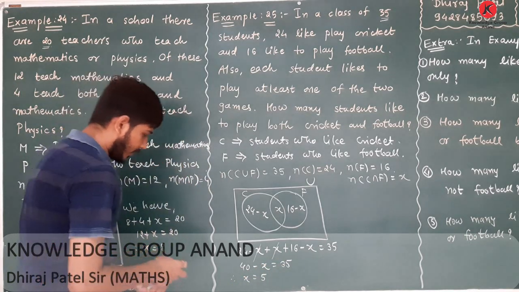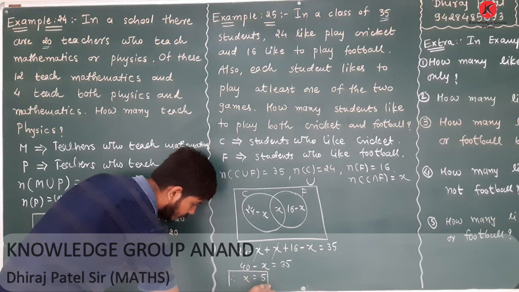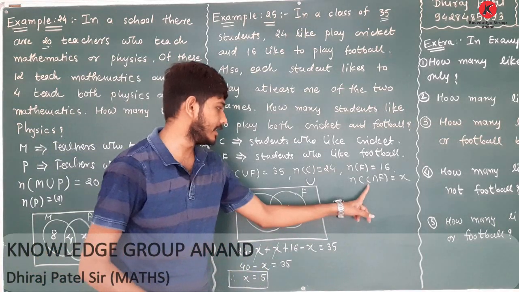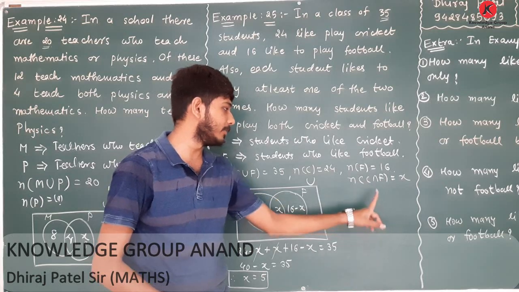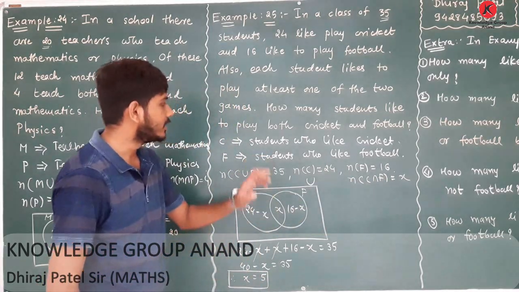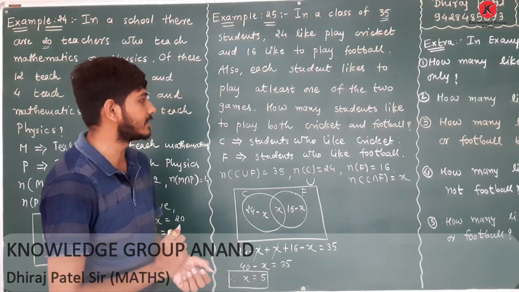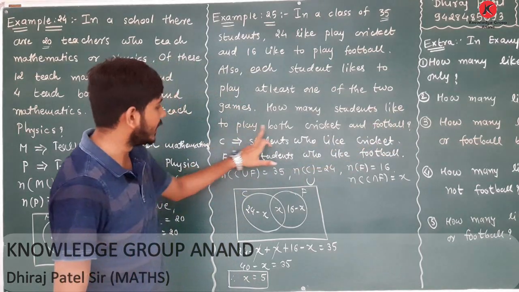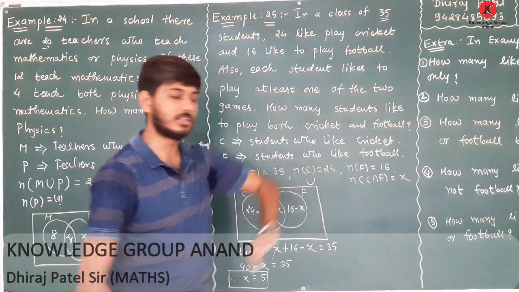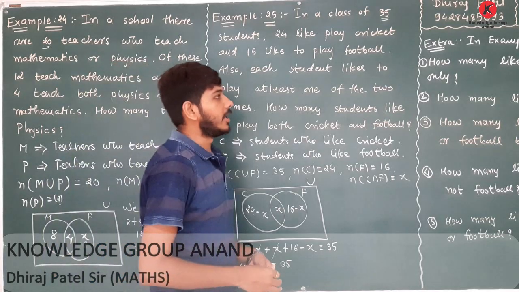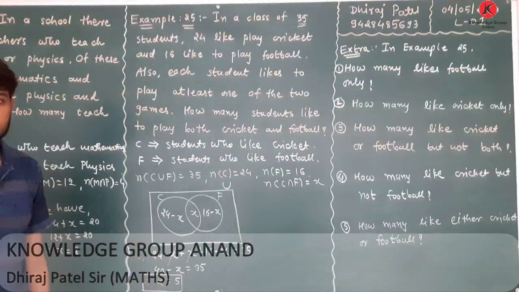Therefore, the value of X equals 35. And we know that what is X? We have X is equal to the number of elements in C intersection F, which is equal to 5. Therefore, we can write the statement here: total 5 students like to play both cricket and football. The answer is clear. Now, I am giving the extra questions.